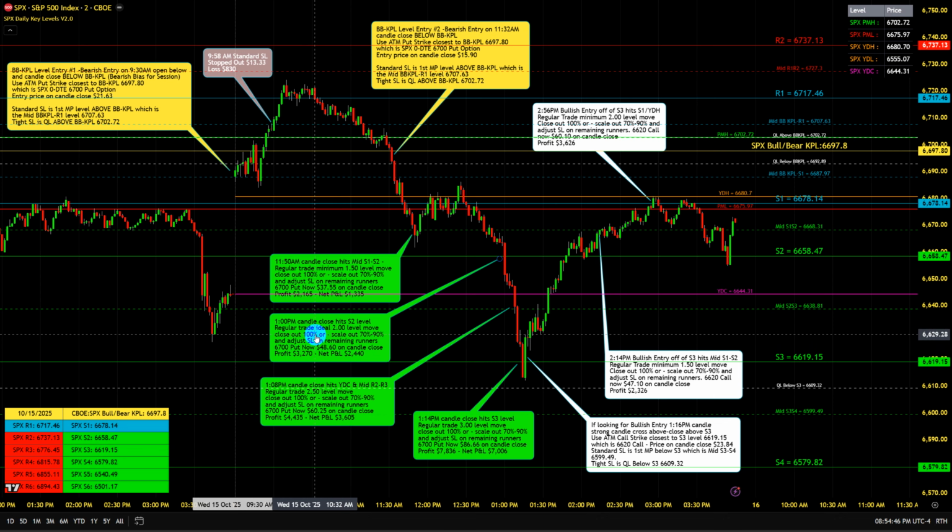So again, close at 100% or scale out and adjust stop loss. The 6700 put is now 48.60 on this candle close. The profit is now $3,270 per option. The net P&L after subtracting out our loss earlier is now $2,440 per option.